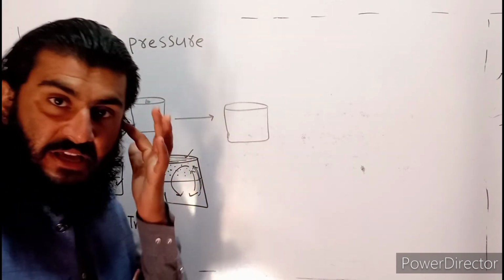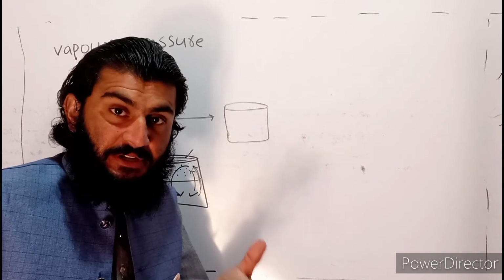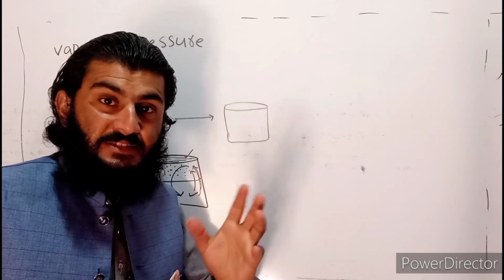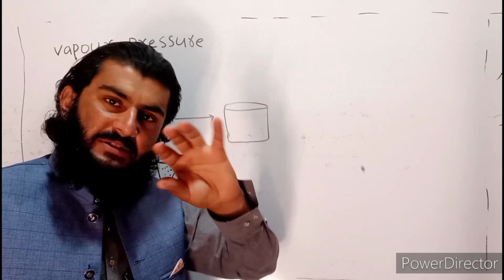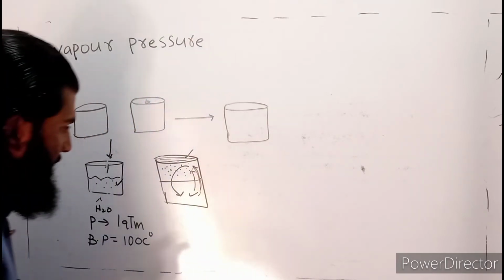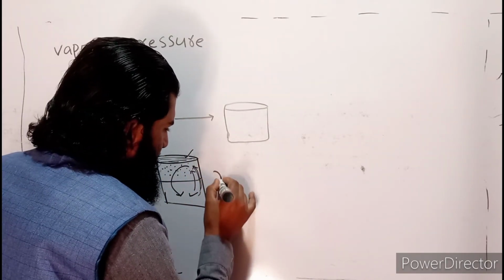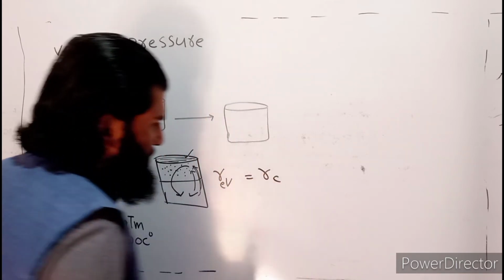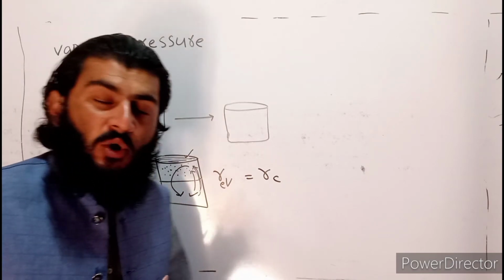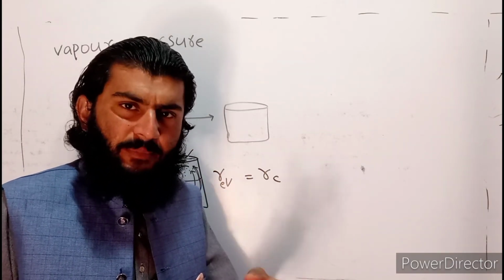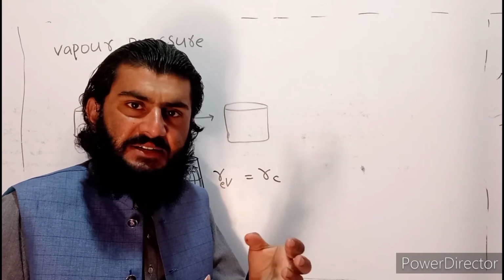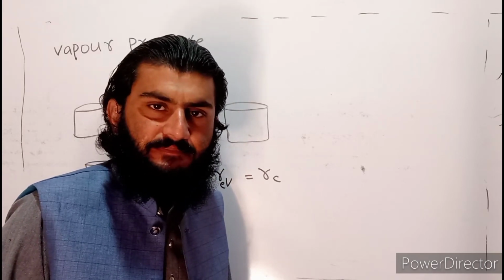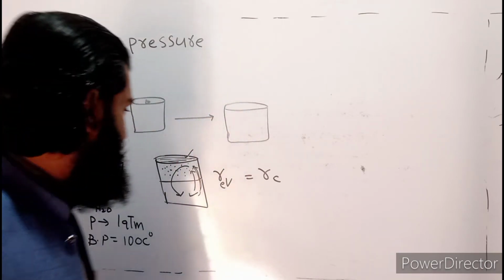Rate of evaporation means the speed at which the vapors are forming becomes equal to the speed with which the vapors become liquid. At that point, the rate of evaporation becomes equal to the rate of condensation. So now what is vapor pressure actually? Vapor pressure is the pressure exerted by the vapors when the rate of evaporation becomes equal to the rate of condensation. Easy? So go ahead.